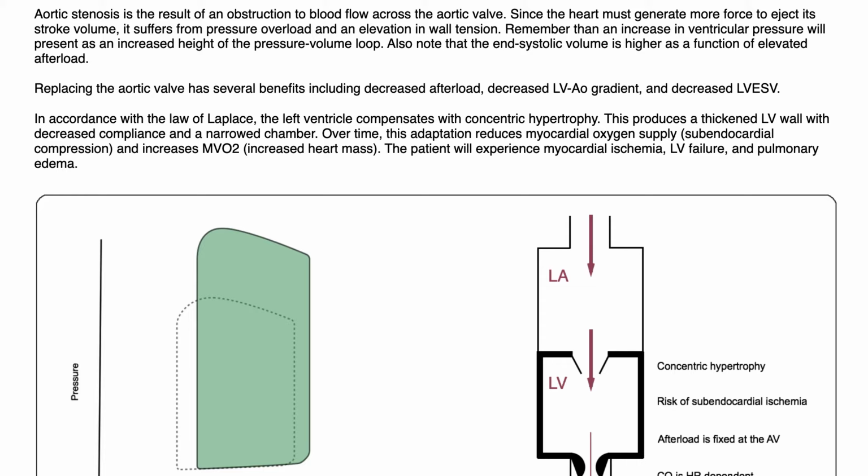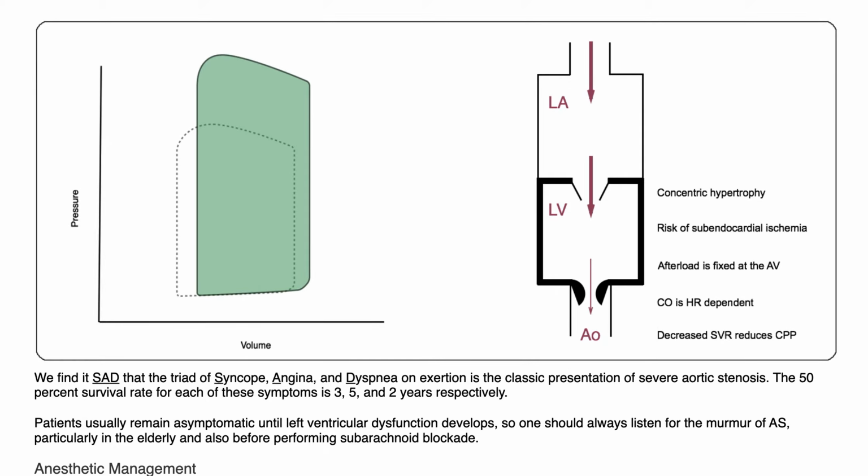Over time, this adaptation reduces myocardial oxygen supply, i.e. subendocardial compression, and increases MVO2, myocardial oxygen consumption, and this increased heart mass is responsible for this. The patient will experience myocardial ischemia, left ventricular failure, and pulmonary edema. In this diagram on the left, you'll see the pressure volume loop depicting aortic stenosis, and on the right, you'll see the hemodynamic changes that result from aortic stenosis.